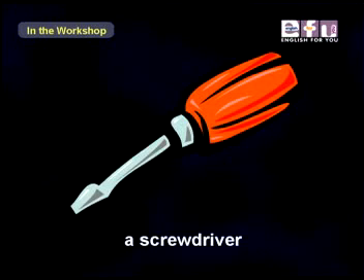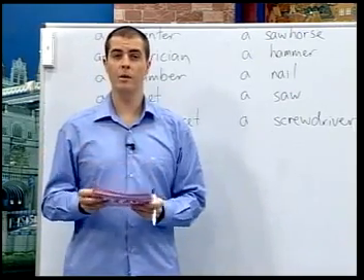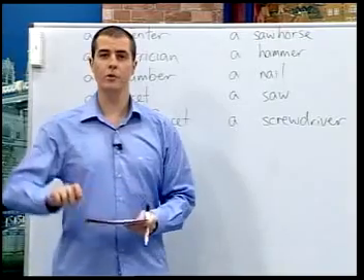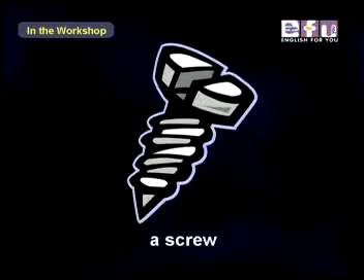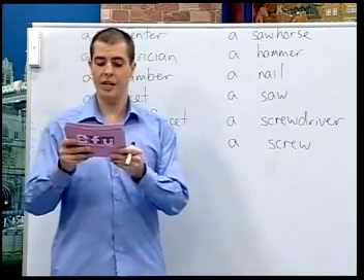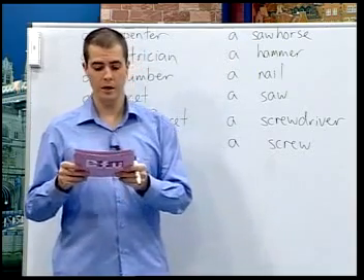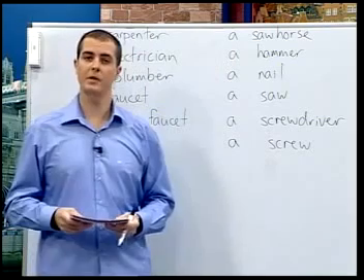A screwdriver is a tool with a narrow blade at one end that you use for turning screws. And what's a screw? A screw is a thin, pointed piece of metal that you push and turn to fasten pieces of wood or metal together.